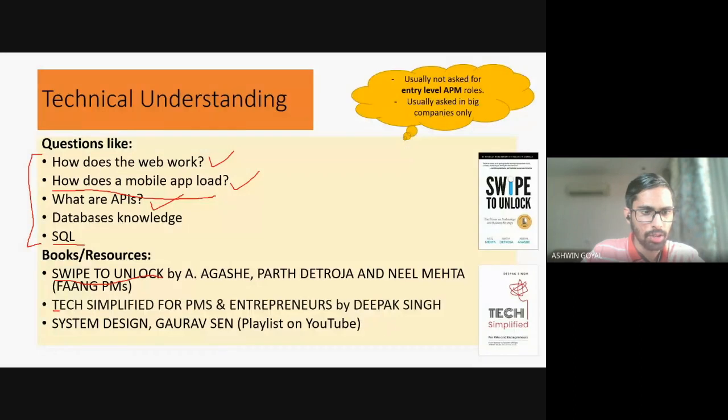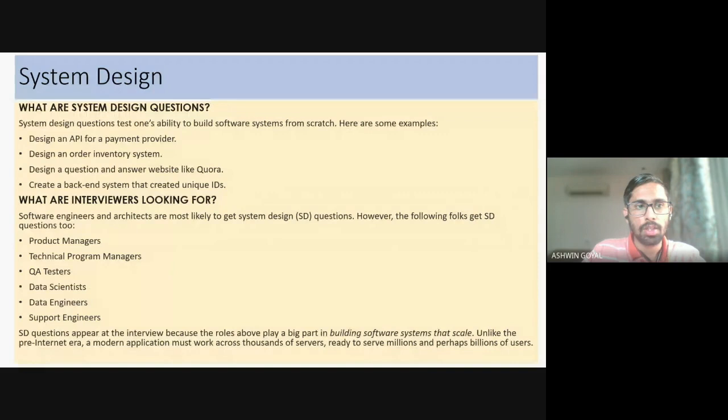Has anyone read any of these? So Tech Simplified for PMs and entrepreneurs. And there's this playlist on YouTube. Software people go through the system design playlist by Gaurav Sen. So this is also helpful, but you don't need to do system design at this entry level stage, right?